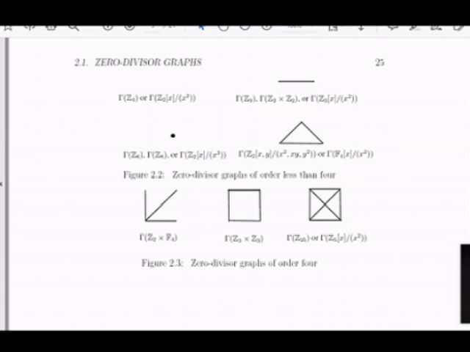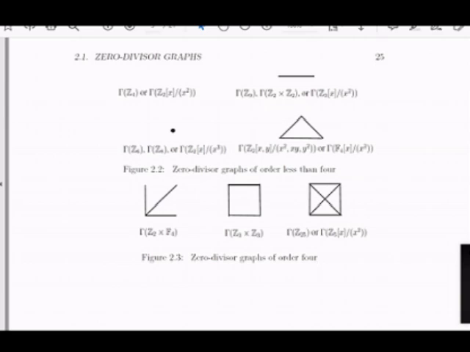Does it mean the two rings are isomorphic? So the answer definitely is no. These three rings I have here, they give you this graph. But definitely the rings are not isomorphic. And the same thing here is interesting for order 4.